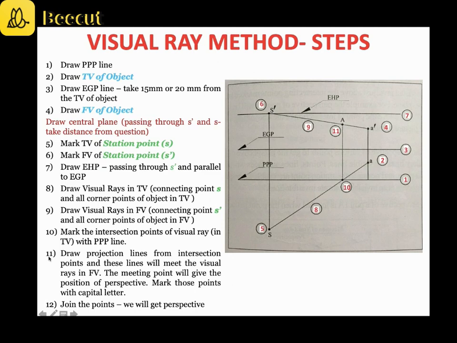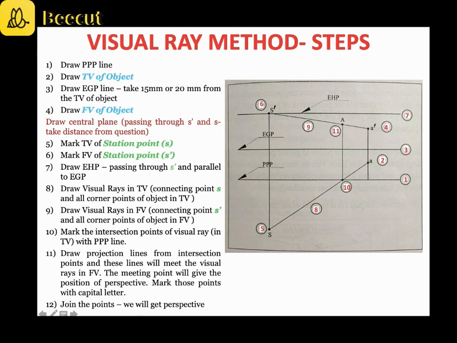Then you go to step number 11. You have to project the point that is intersecting over the PPP as a perpendicular line so as to meet the visual ray from S dash, and that point is termed as capital letter A. The points that you get on the visual rays from S dash are to be marked by corresponding capital letters. All these points are to be represented by capital letters. So this point capital A is termed as the perspective view.